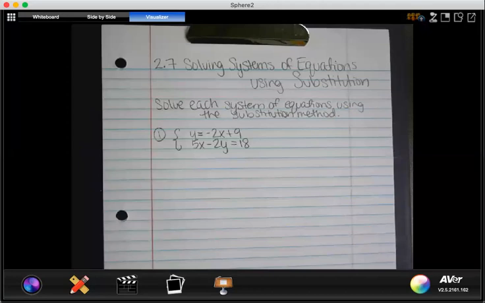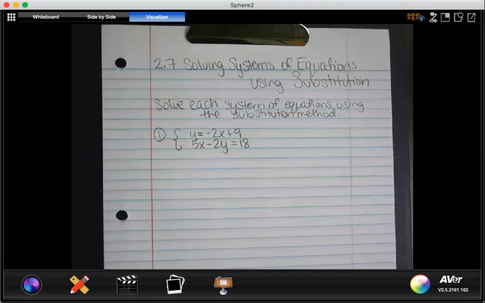Here we have 2.7, solving systems of equations using substitution. For today's task, we're going to solve each system of equations using the substitution method. Now, to review what a system of equations is: a system of equations is when you have two or more equations that are working together at the same time.